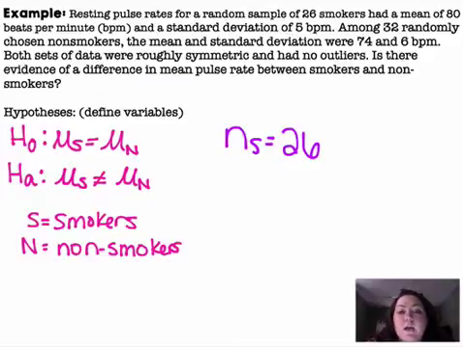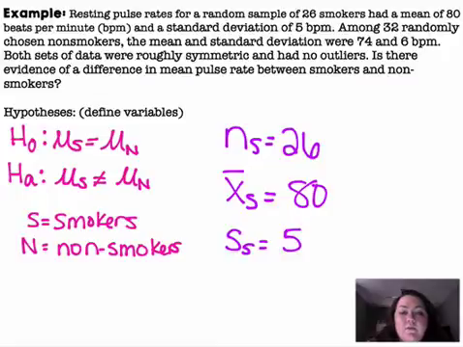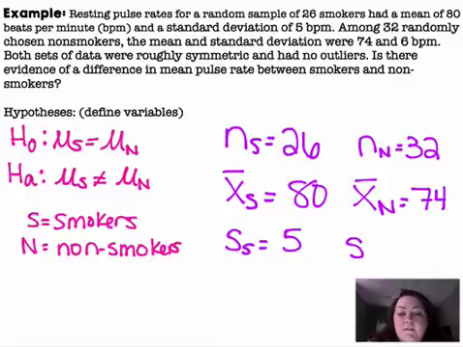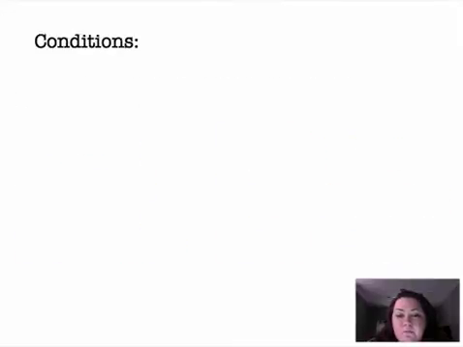So they told us that the number of smokers that they sampled was 26. The mean for smokers was 80. The standard deviation for smokers was 5. These are all in beats per minute. The sample size for non-smokers was 32, with a mean of 74 and a standard deviation of 6. So they gave us stats. That's what we're going to plug in when we put it in our calculator.